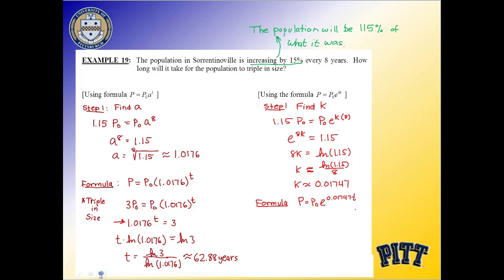I'm going to triple in size. So I'm going to have 3 times p sub 0 equals p sub 0 e to the 0.01747t. Divide both sides by p sub 0. Natural log both sides, and then divide both sides by 0.01747. And again, 0.01747 is the natural log of 1.0176. And I still get 62.88 years. So it doesn't matter which method you use, you should get the exact same answer each time.